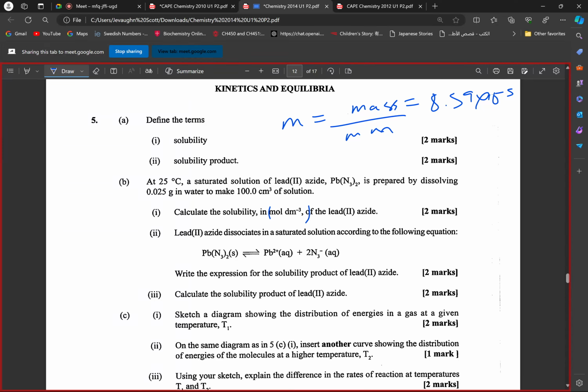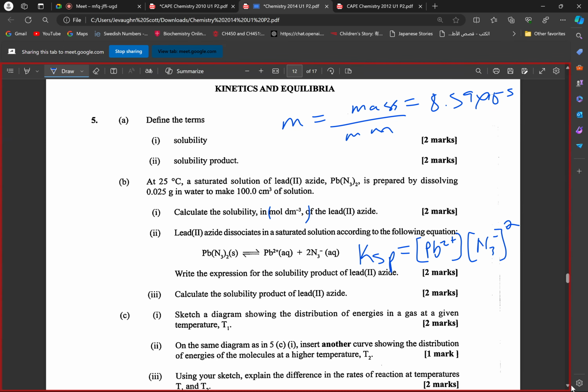Write the expression for the solubility product of lead azide. So Ksp is equal to what? Pb2+ times N3- to the second power. Lovely. So calculate the solubility product of lead azide.